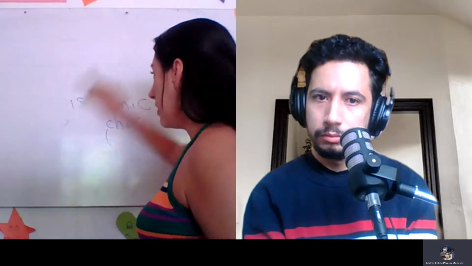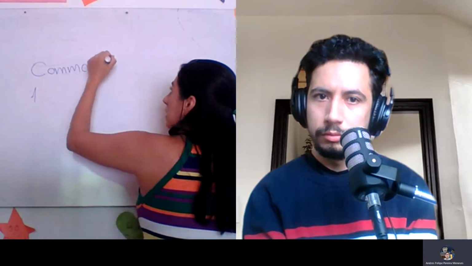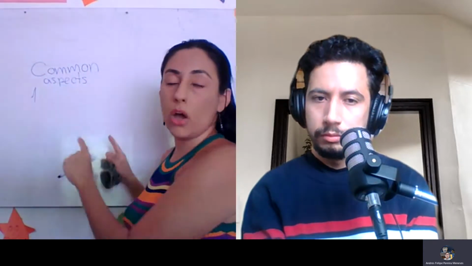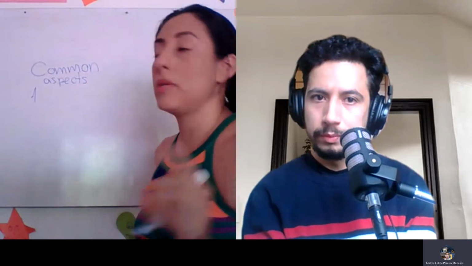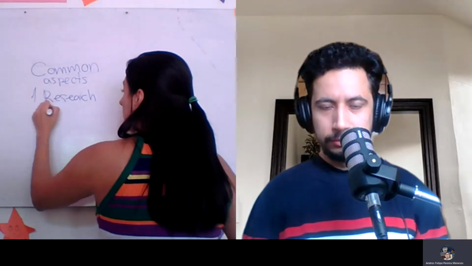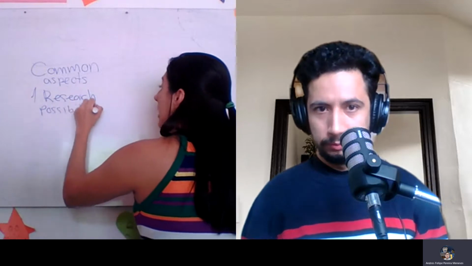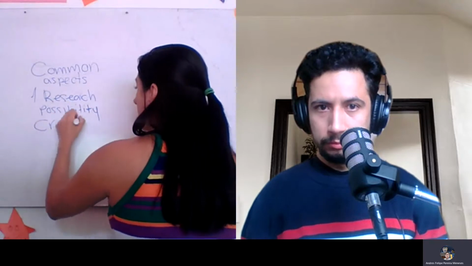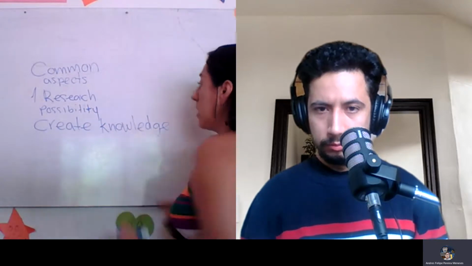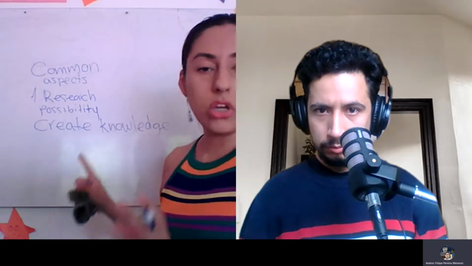It values them, but with 4 elements integrated as common and complementary. I'm going to just name them. These are the common aspects to integrate all the epistemic models into the holistic one. The first one being research as a possibility to create knowledge. This is the main characteristic. And every epistemic model says that research should create knowledge.